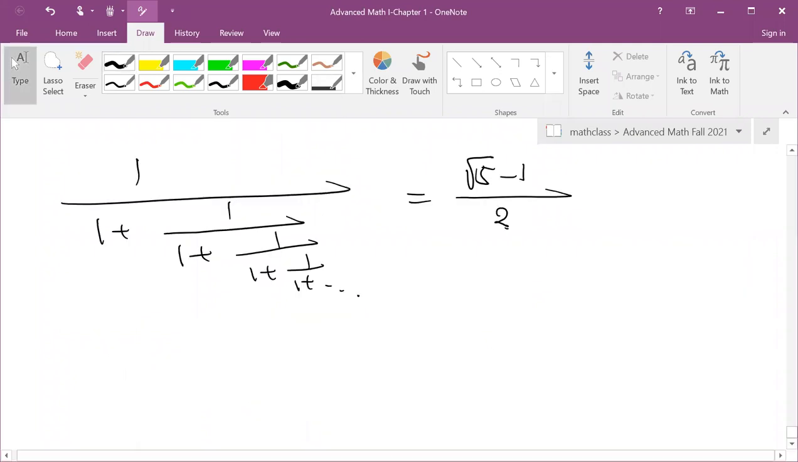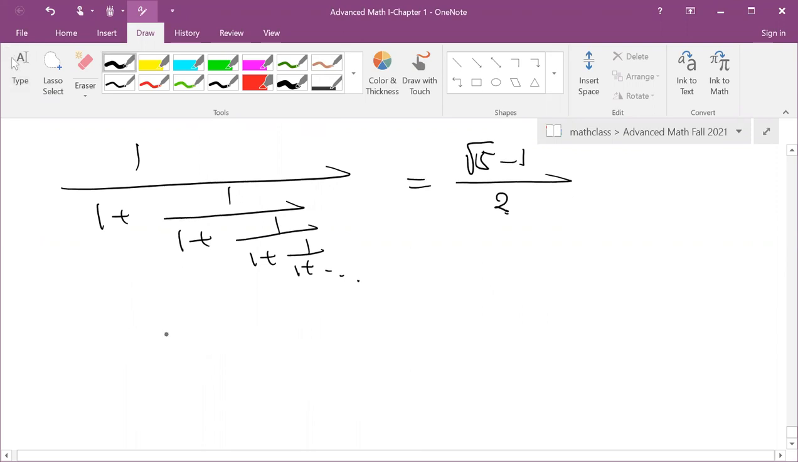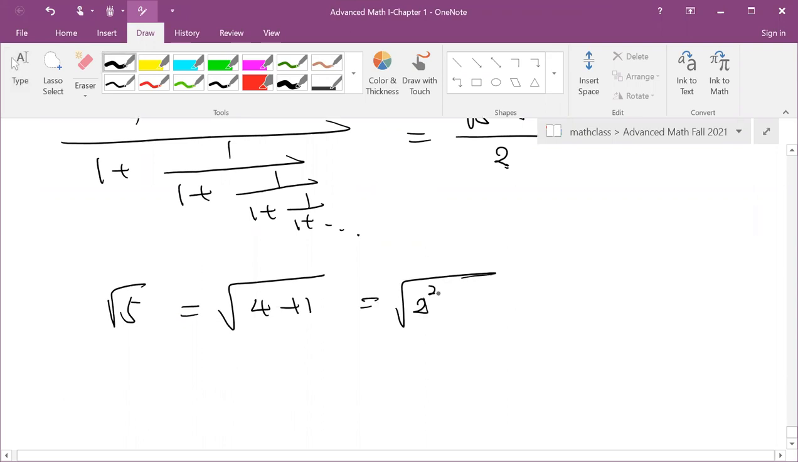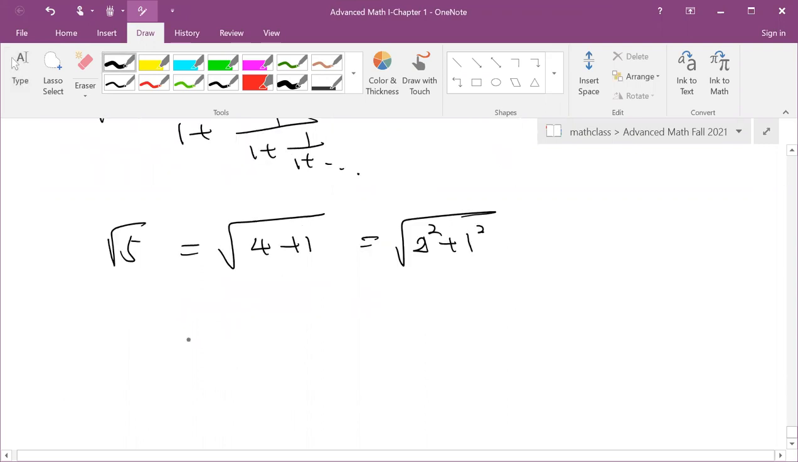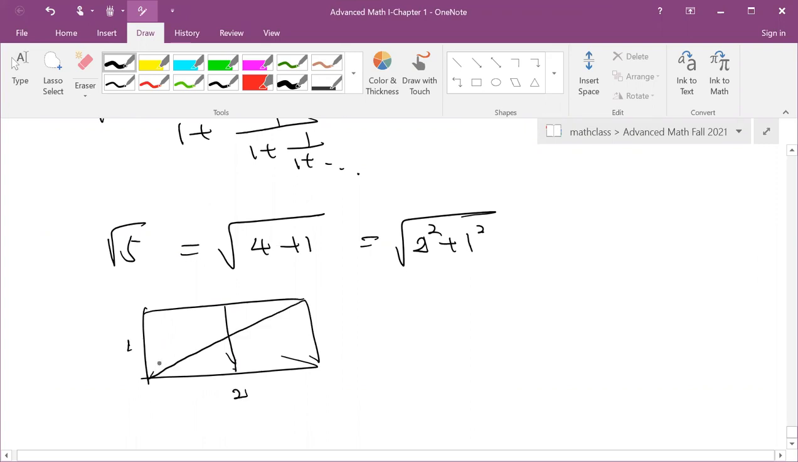What is the square root of 5? The square root of 5 is an irrational number, right? It's going to be 4 plus 1, which is 2 squared plus 1 squared. So if we draw a rectangle consisting of 2 squares, here's 1, here's 2, and if you already know the Pythagorean theorem, that's the square root of 5. That's how long the square root of 5 is. I can explain how big this number is: it is the length of the diagonal of this rectangle consisting of 2 squares.